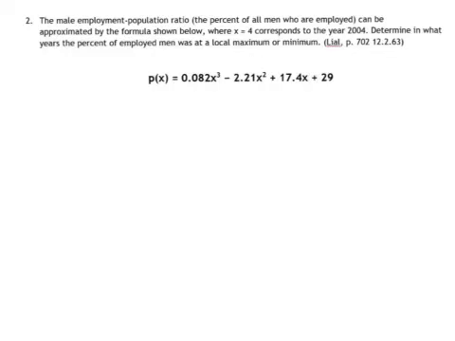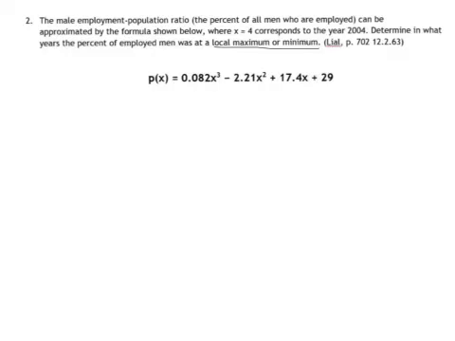So let's define what we're looking for. We're looking for the local maximum and minimum, and we know that x equals 4 corresponds to the year 2004, so x equals 0 must be corresponding to the year 2000. Okay, so the first thing we need to do is find the derivative of this function. So let's go ahead and do that.